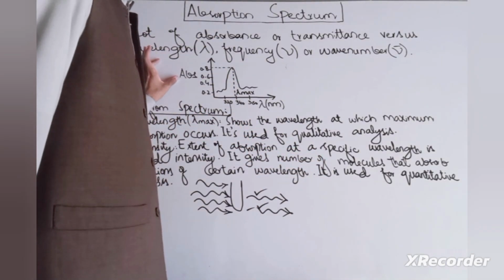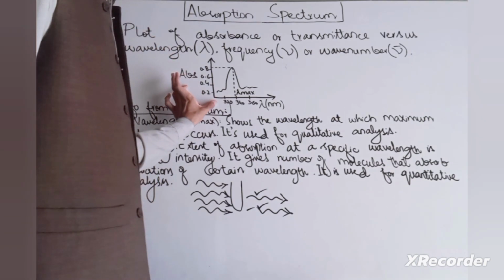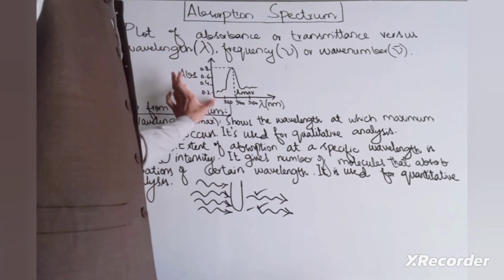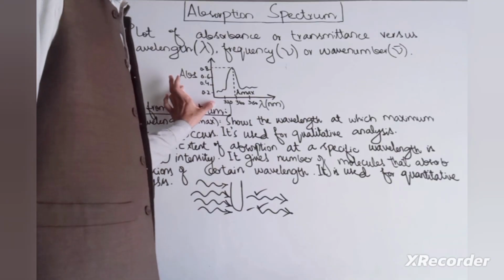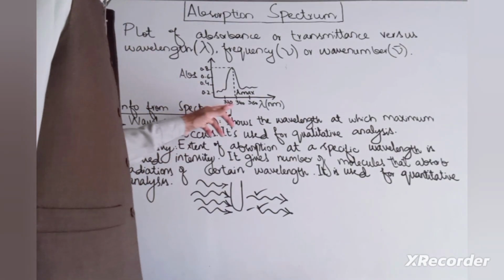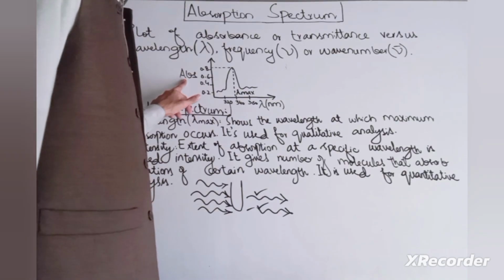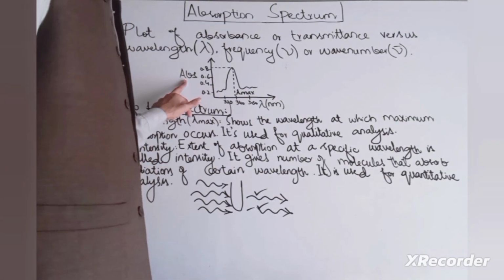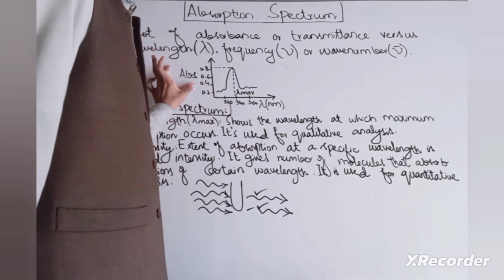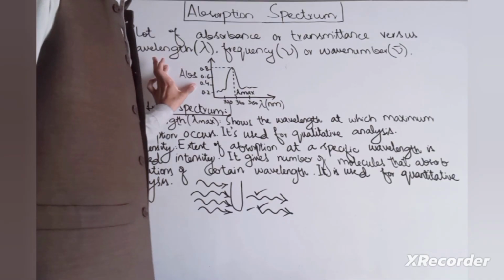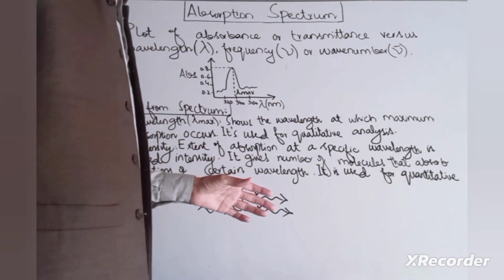So basically this is the graph. This is an absorption spectrum which is given as an example. It has two axes. On the x-axis there is the wavelength and on the y-axis there is the absorbance. So this spectrum is plotted in the absorbance mode.